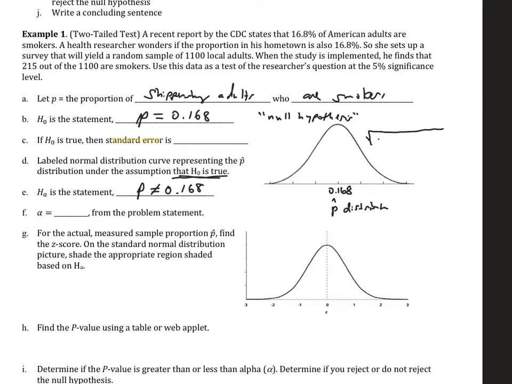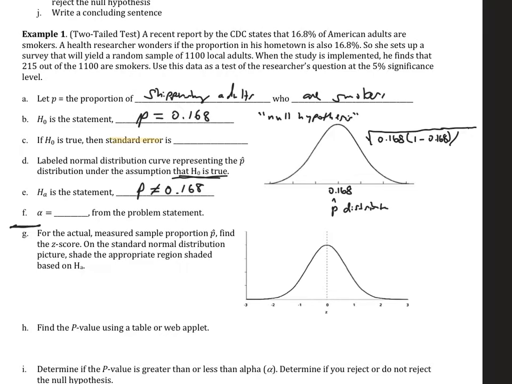So we're going to take the square root of the true value of P, which again we're supposing is 0.168, times 1 minus P, divided by the sample size. To be able to draw this, I do need to know what sample size I will be taking in this problem. I don't have to take the sample, I don't have to get the data yet. I don't really need the data until I get down to part G. But in step C, I need to know how much data I plan to collect.